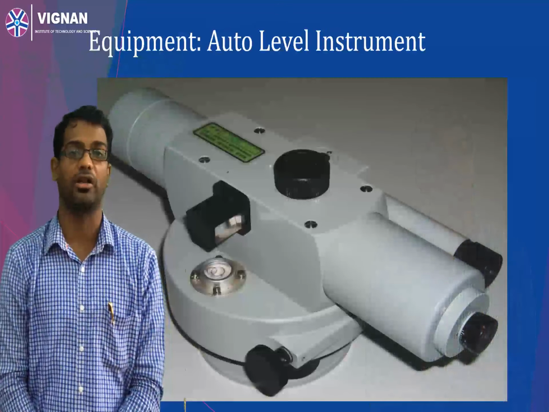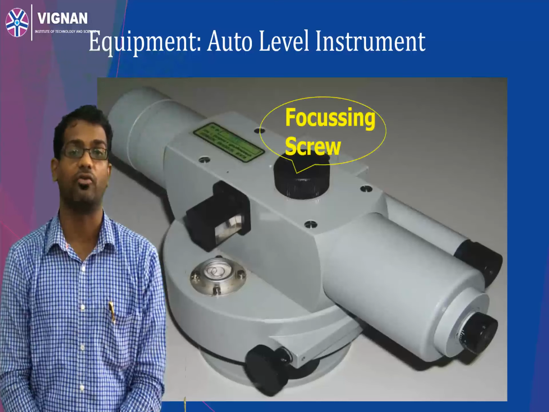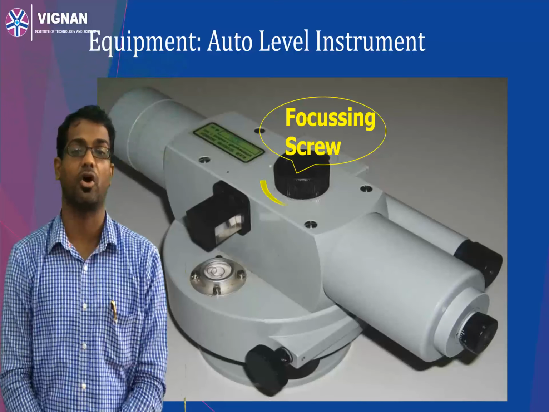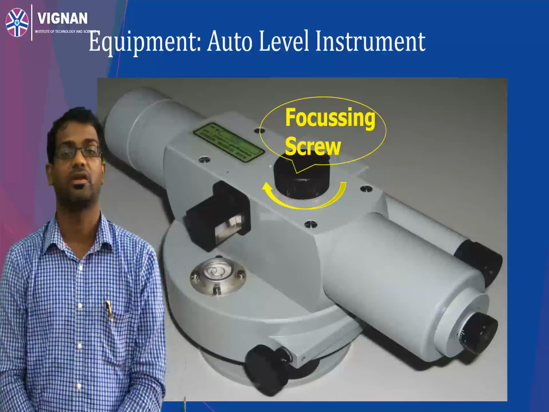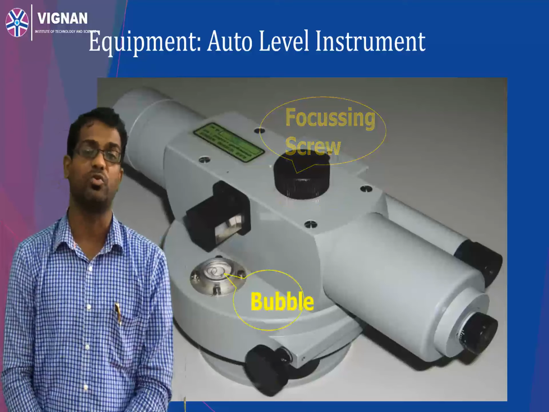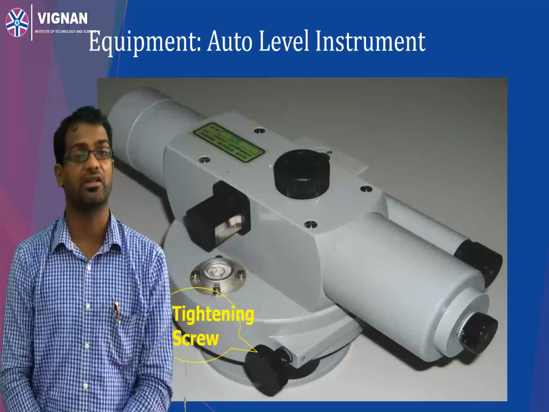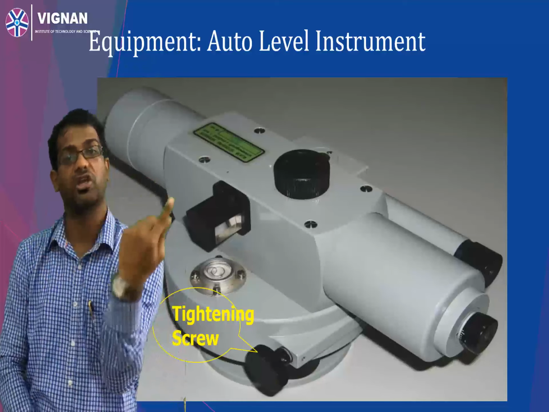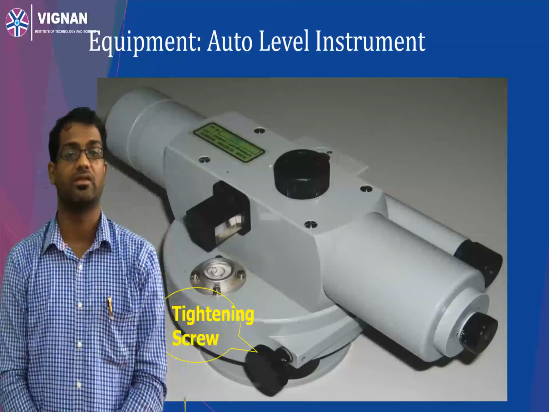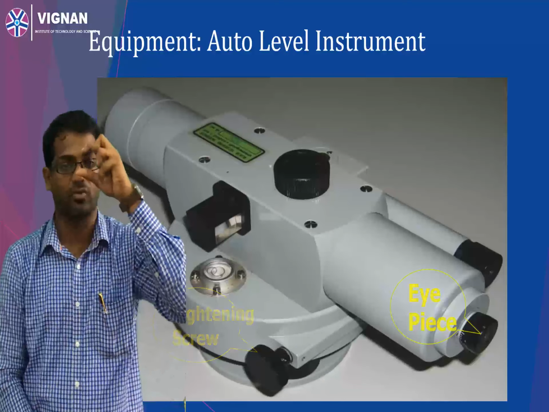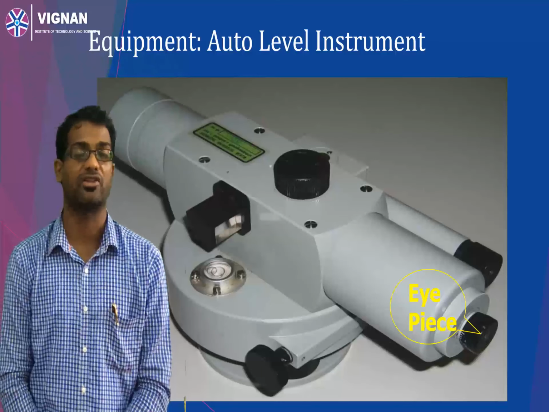This is how the auto level looks. At the top you have a screw called the focusing screw, which you can rotate clockwise or anti-clockwise in order to focus on your object. Next, you have a bubble to ensure whether your instrument is leveled properly or not. Then you have a tightening screw. If you want to stop the rotation in the vertical axis, you can tighten the screw. Then you have an eyepiece, where if the image is blurred, you can rotate and adjust this eyepiece.